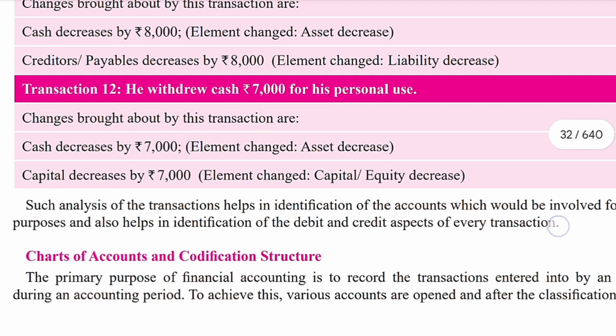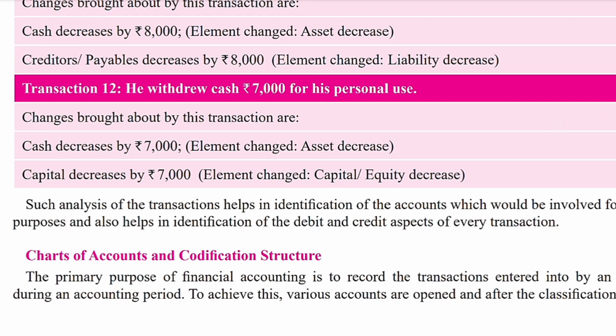He withdrew cash rupees 7,000 for his personal use. That means it is drawings only. So what happens here? He's taking 7,000 from our business. So cash in the business is decreasing 7,000, and our capital is also decreasing 7,000. So now the business only owes him whatever amount minus 7,000.